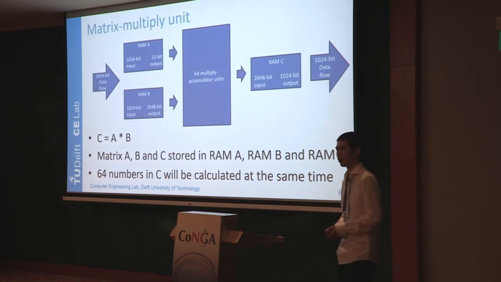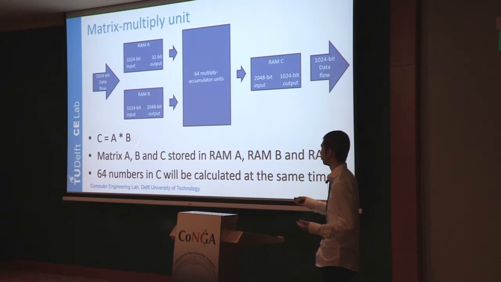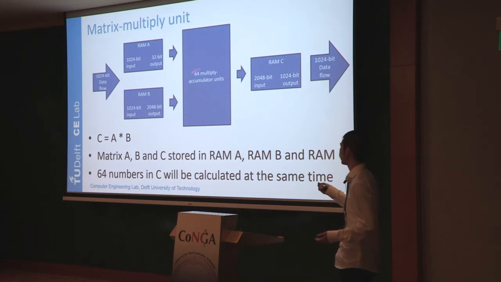This is the diagram of the matrix multiply unit. As you can see, it's a unit to calculate matrix A times matrix B. In the beginning, all the data will be loaded into RAM A and RAM B, matrix A to RAM A and matrix B to RAM B. And as you can see, there are 64 multiply-accumulator units. They get the data from these two RAMs and do the calculation. And the result of the calculation will first be stored in RAM C and sent back.